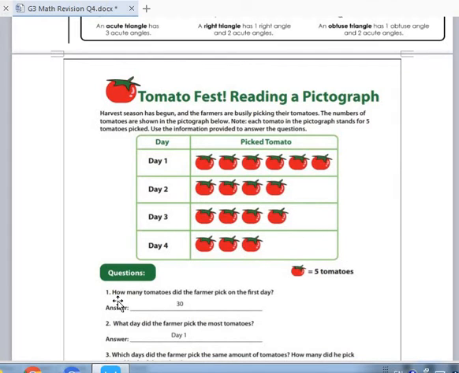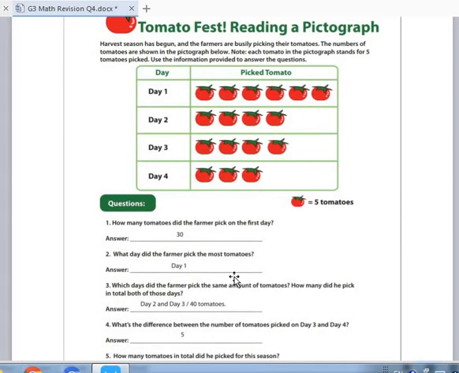And here the question: how many tomatoes did the farmer pick on the first day? 1, 2, 3, 4, 5, 6 pictures. 6 pictures times the key, 5, will give me 30. Here, what day did the farmer pick the most tomatoes? What day do you think the farmer picked the most? Of course, the first day. As you see here, the first day, as we calculated, 5 times 6 will give me 30.